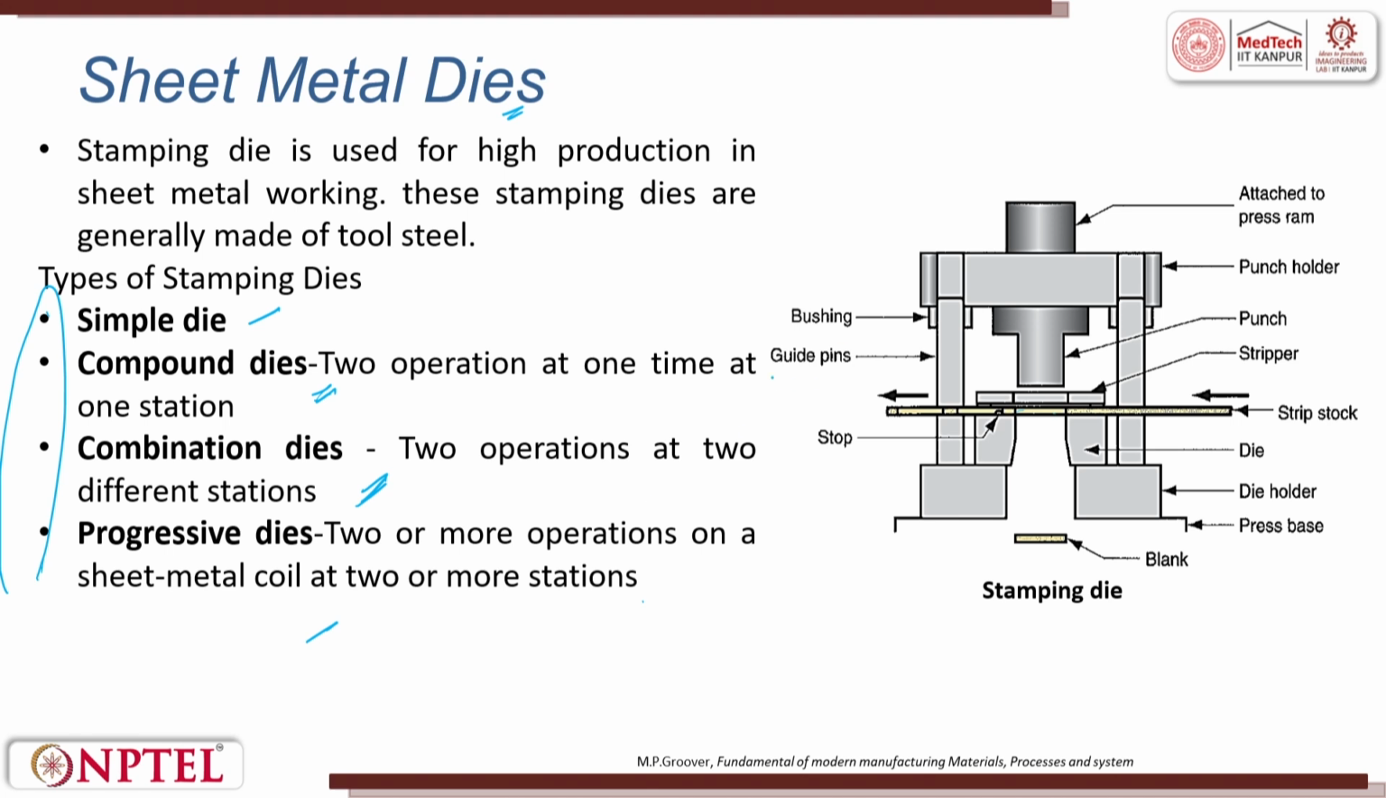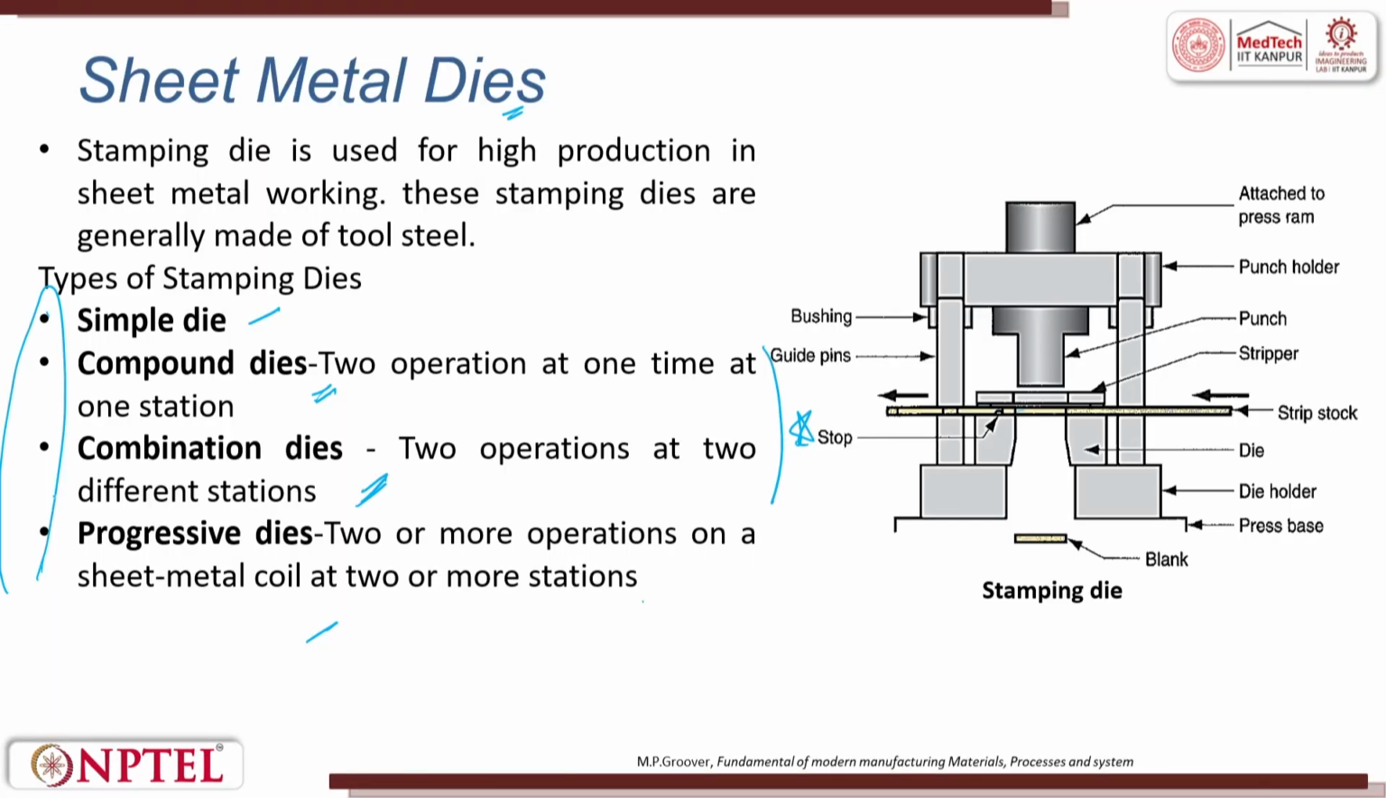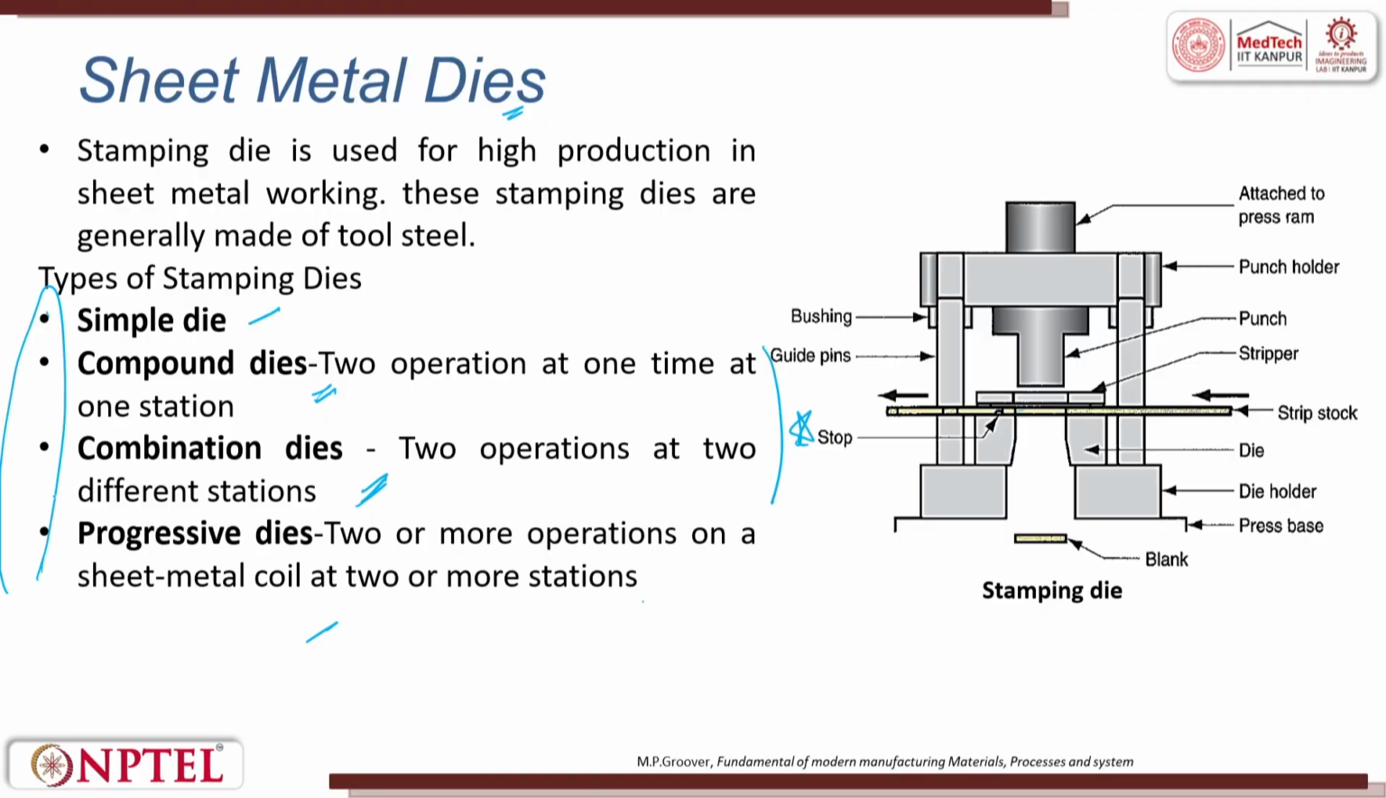Please understand the distinction between these two, very important. Combined die is two operations in two different stations, first station, second station. First station you punch, next station you bend, or first station you cut, next station you bend, right. So those are called combination dies. Compound die is in the same station, that means you have a redrawing, right. You have a first draw made, and then you have a second drawing, that is compound die.